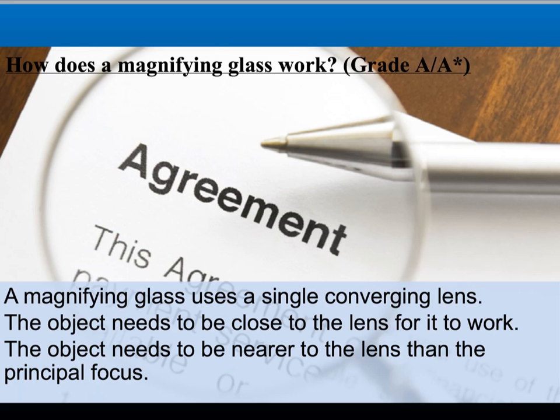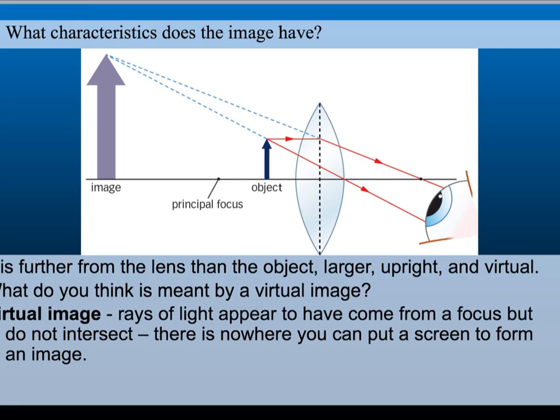We're now going to talk about how a magnifying glass works. A magnifying glass uses a single converging lens. The object needs to be close to the lens for it to work. The object also needs to be nearer to the lens than the principal focus. Here is a ray diagram for a magnifying glass. Notice that the principal focus is here and our object is in between the principal focus and the lens.